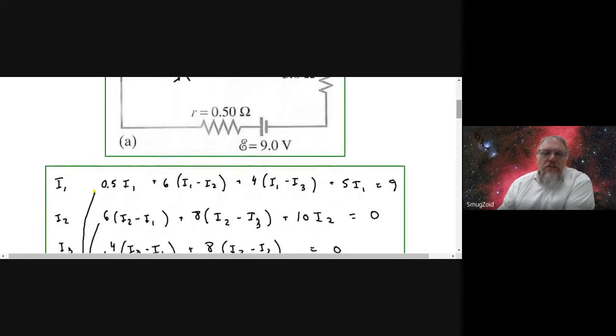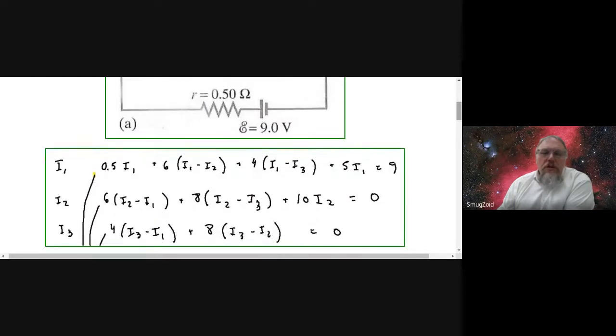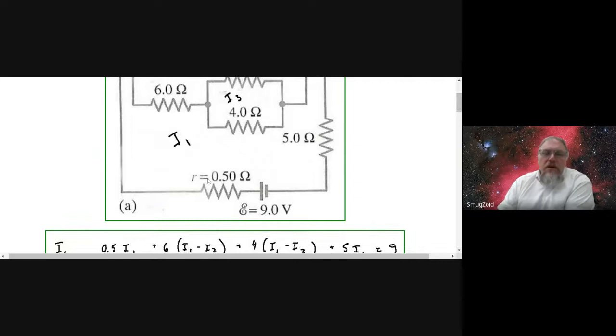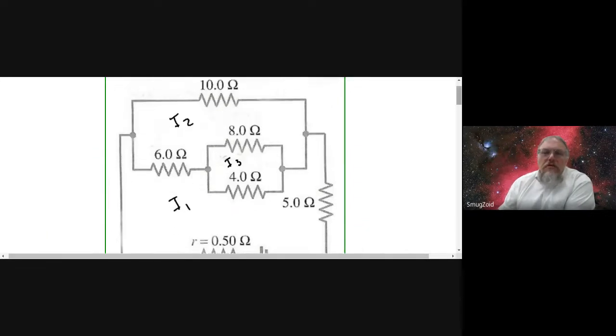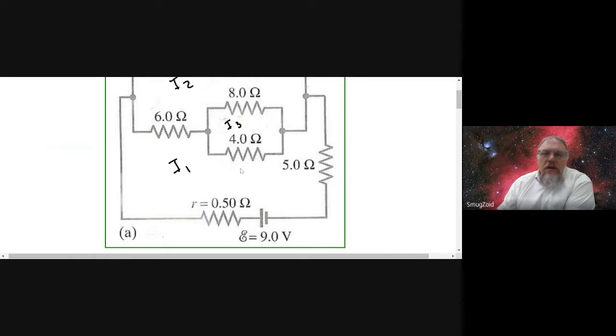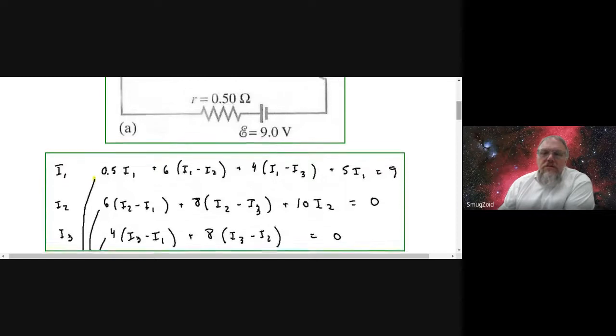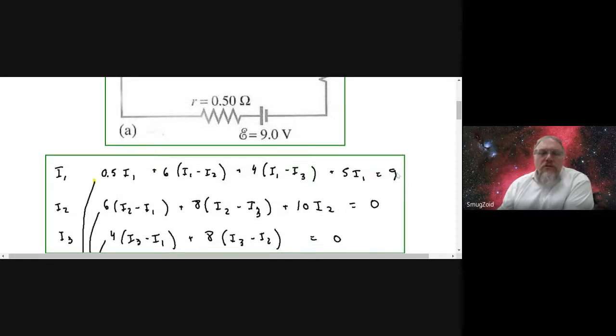I'm not going to show every process. But the first one, if you look how we went, I went to this guy, then I have 6. Remember, it's I1 minus I2. That's the inner one on the top, okay? And then we have the next one, which is 4, I1, I3, and then 5 by itself. And the whole thing should equal 9 volts.